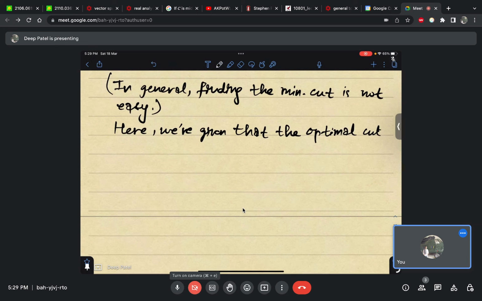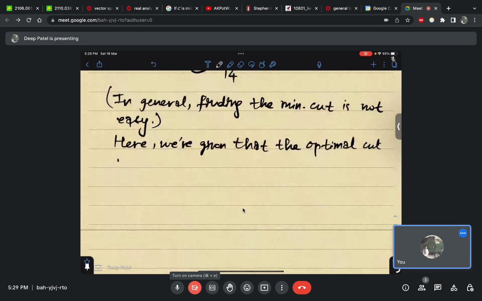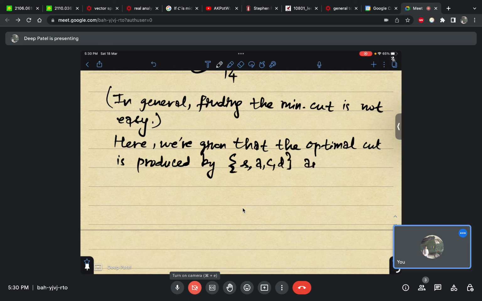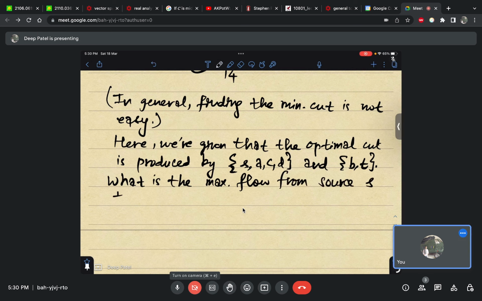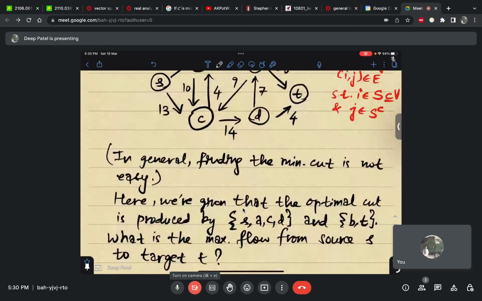Right, so we are given that the optimal cut is produced by the partition S, A, C, D and B, T. So what is the max flow from source S to target T? Here, optimal cut means the min cut, right?